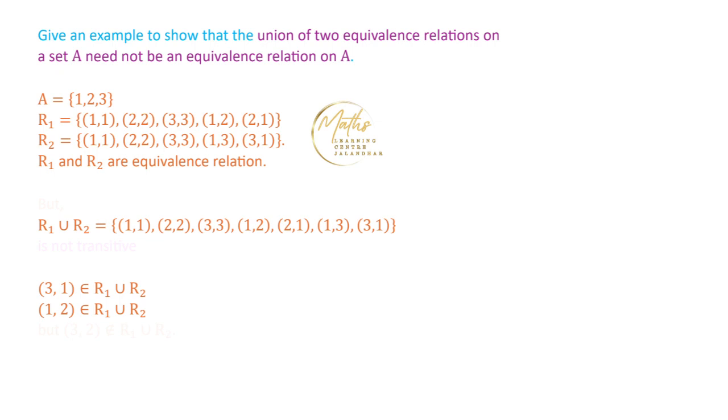But what we can see from this is that there is no element (3,2) in R1 union R2. It means that this relation R1 union R2 is not a transitive relation. So this example proves that the union of two equivalence relations need not be an equivalence relation.